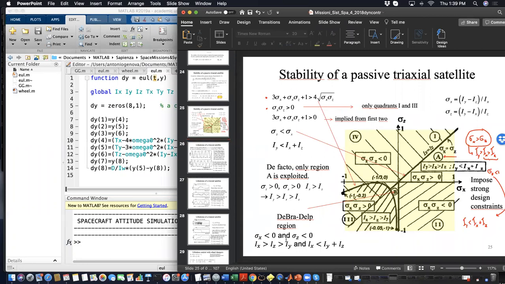So the minimum moment of inertia will be Iy, but that will provide a lower region that will not be really physical, because it will require extreme constraints on the design of the spacecraft. Let's try to do some examples.